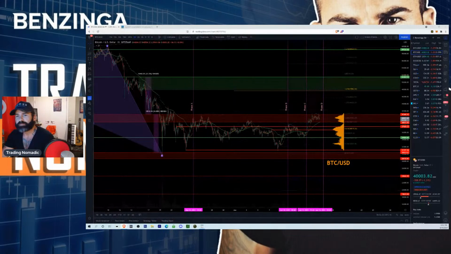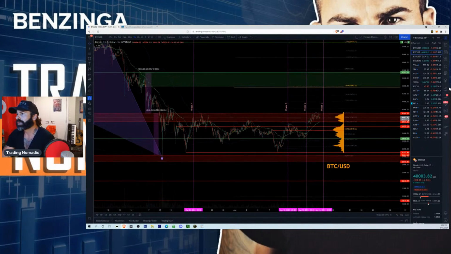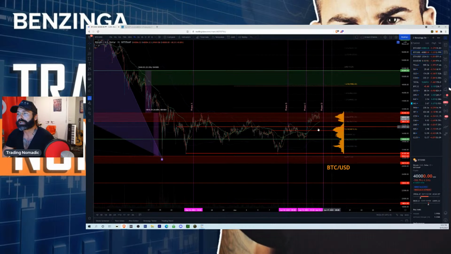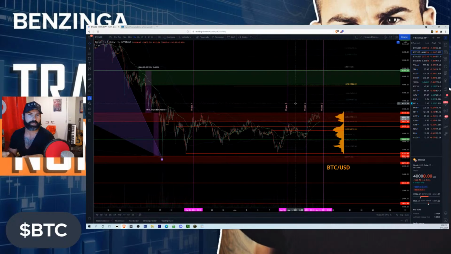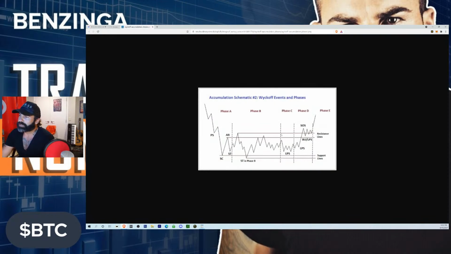But I wanted to start out here. I've got Bitcoin pulled up, right? This is one we've been covering for a while, since we've been doing this stream here. And one of the things we've talked about over the last few weeks is the Wyckoff accumulation. Now, basically, this is a schematic of how the Wyckoff theory presents itself on a chart.